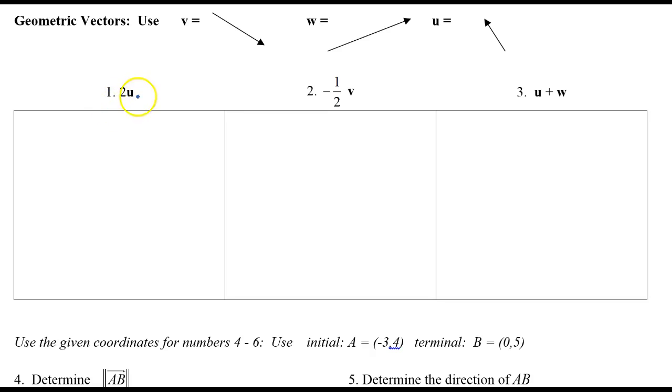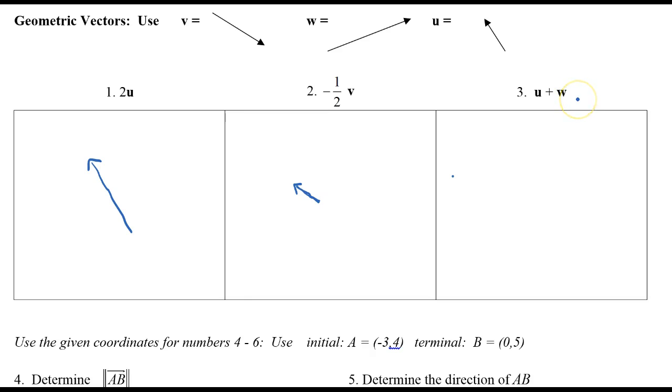Okay, so for the first one, 2u, I just wanted you to use the u that's above and try to get it at the same angle, and it looks like it needs to be twice as long. So that would be my answer for 2u. I'm just comparing my blue to what I see here, making it twice as long. Number 2, negative 1/2 v. I'm going to cut the length of this in half, okay? But then I'm also going to flip the arrowhead because there's that negative on it, so it needs to go in the opposite direction as well.